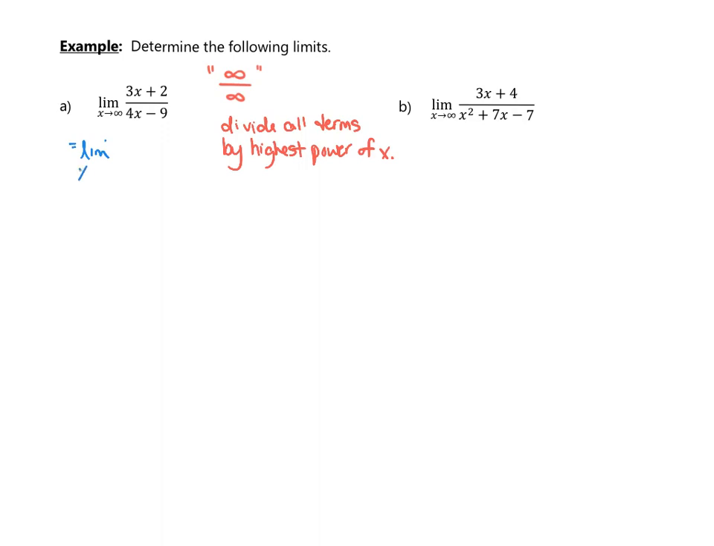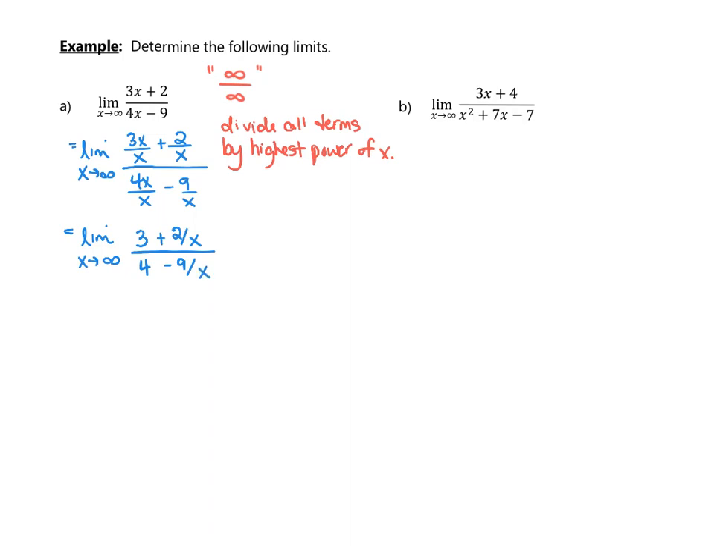So here we're going to take the limit as x approaches infinity. Our highest power of x here is an x to the 1, so we're going to take every single term and divide it by x. When we do a little bit of simplifying, we see that over here we just get 3. Here we get a 2 over x, nothing you can do to simplify that. Here we get a 4, and here we get a 9 over x.